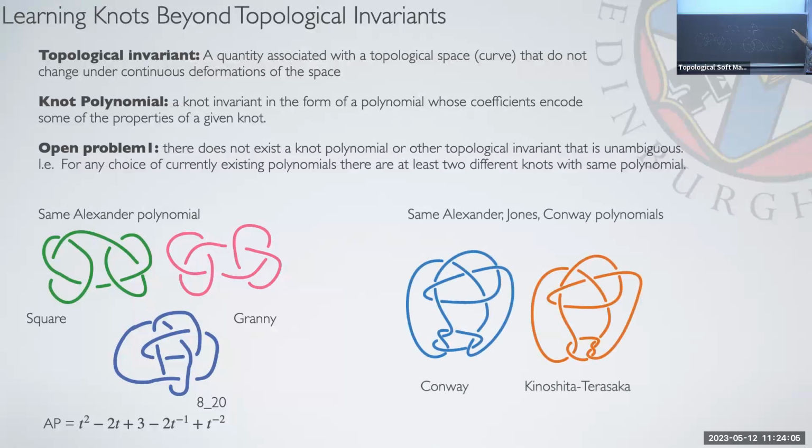Here, this is a Conway knot and Kinoshita-Terasaka. These are mutants, called mutant knots, and they share the same Alexander, Jones, and Conway polynomials. Actually, the Alexander polynomial is 1. Can you guess another knot that has Alexander polynomial 1? The unknot. So this is very disappointing, right? For a mathematician to do all this work to come up with a complicated thing, and then this tells you it is equivalent to the unknot. It's quite disappointing, right?